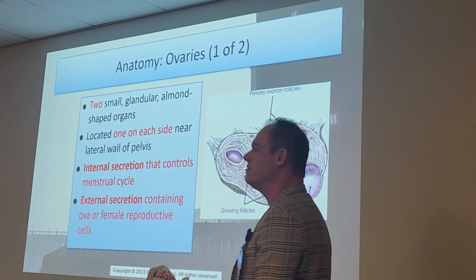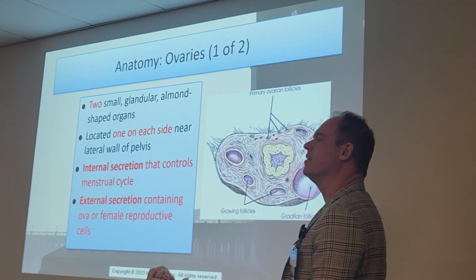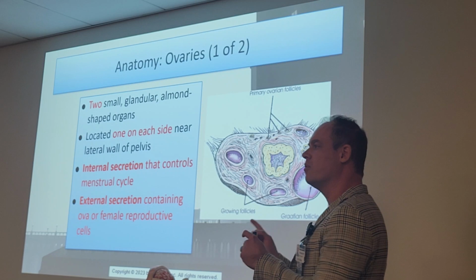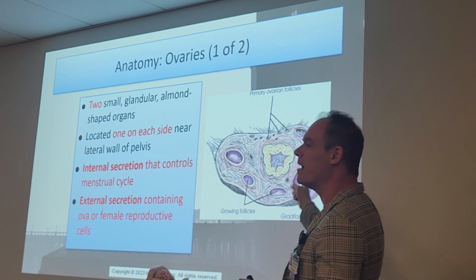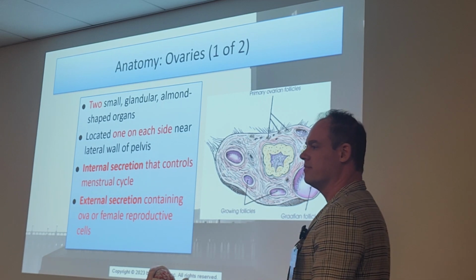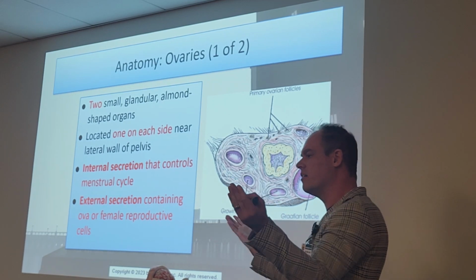Internal secretion is going to be the sloughing of the endometrium, whereas the external secretion is going to be when the egg passes from the ovaries down the fallopian tubes. So it's a combination of those two that cause the menstrual cycle.